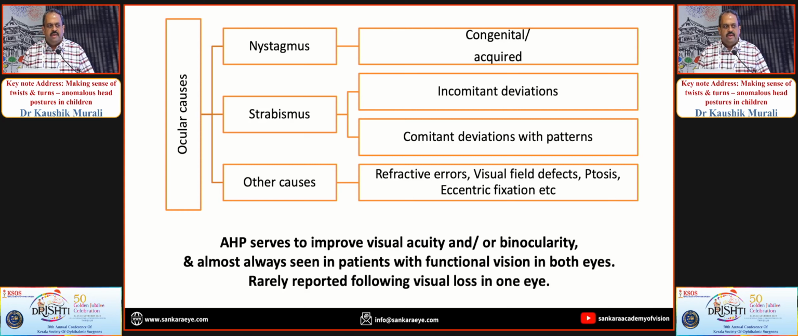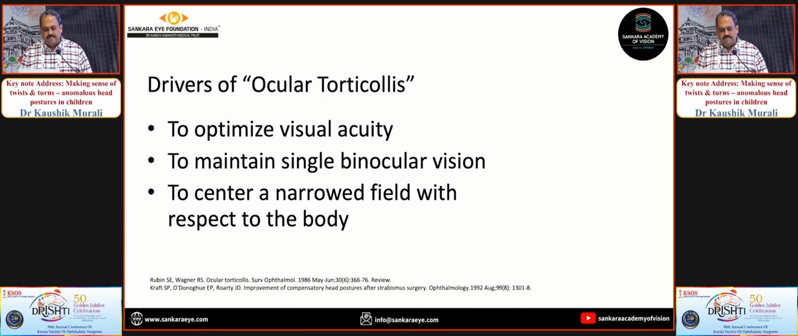It is very rarely seen following vision loss in one eye, where to obviate diplopia, the child adopts a posture to actually take it away from the fusional range. That has been reported. I have not seen too many of these conditions. Again, that is something that, at the back of the head, we need to remember.